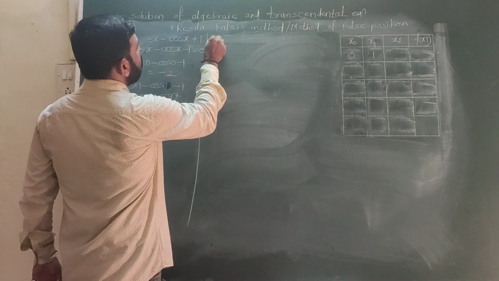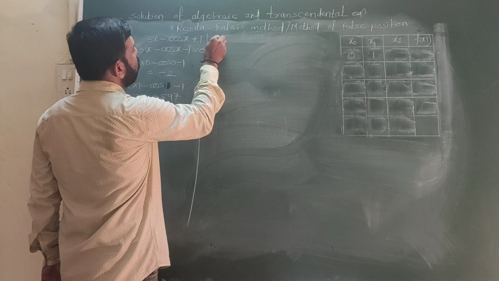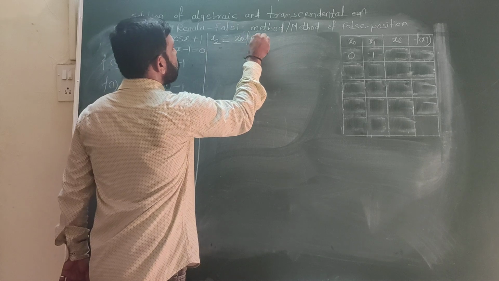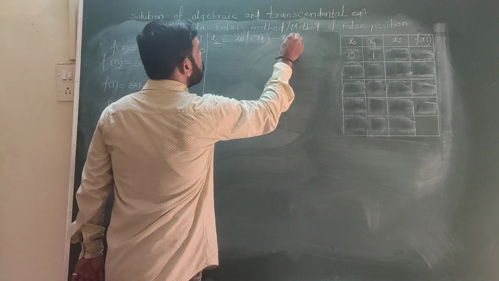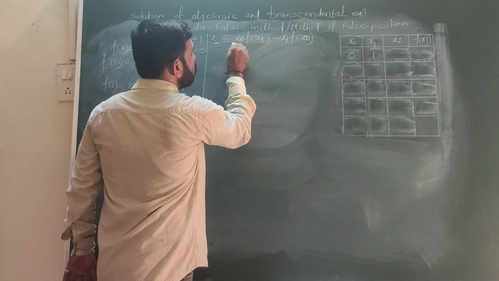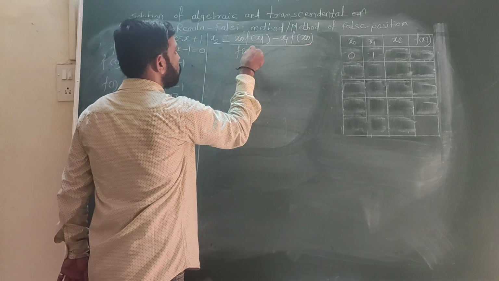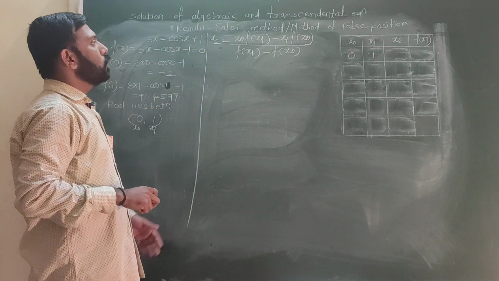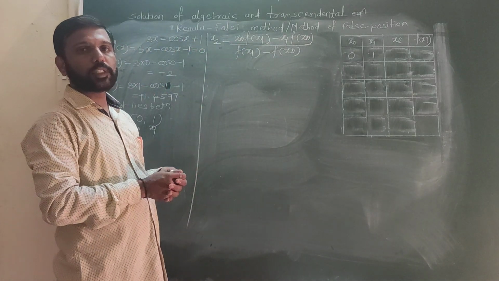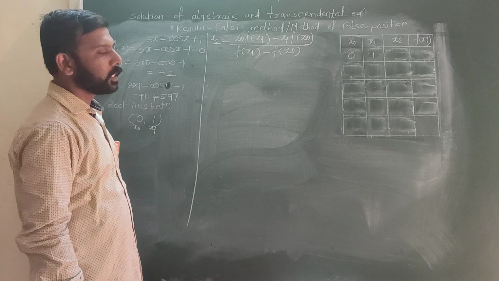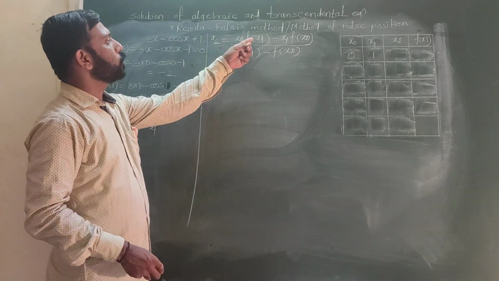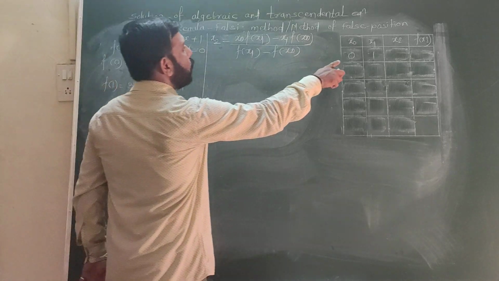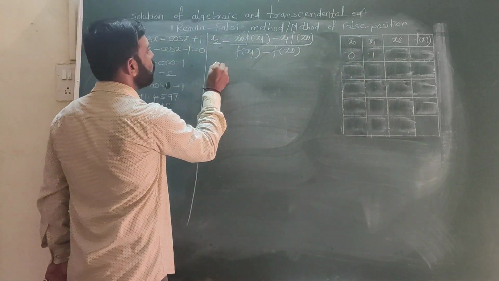We write down here the RF formula, the Regula Falsi method formula: x2 = (x0 f(x1) - x1 f(x0)) upon (f(x1) - f(x0)). Now we denoted here x0 and x1, substitute in the formula.